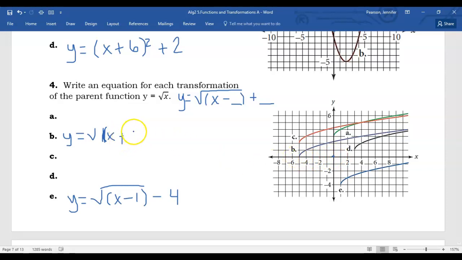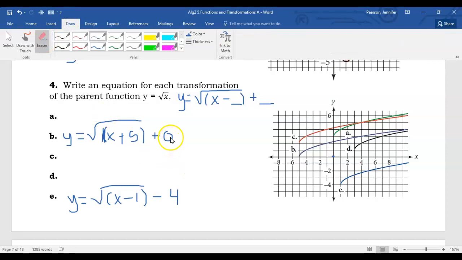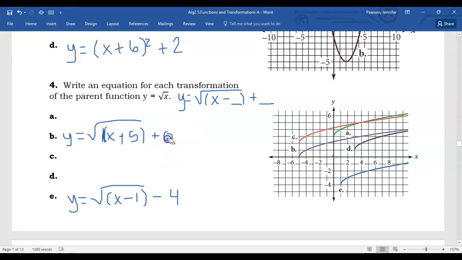plus 5, and then I can technically call this done. It didn't move up at all. It stayed right on the axis. So I can throw on a +0 at the back if I want to, but I don't need to. Leaving off a 0 really is the same thing as writing a +0 because +0 really doesn't change anything. So write the +0 at the back or leave it off. It's the same thing. Good luck with the rest of these and let me know if you have more questions.